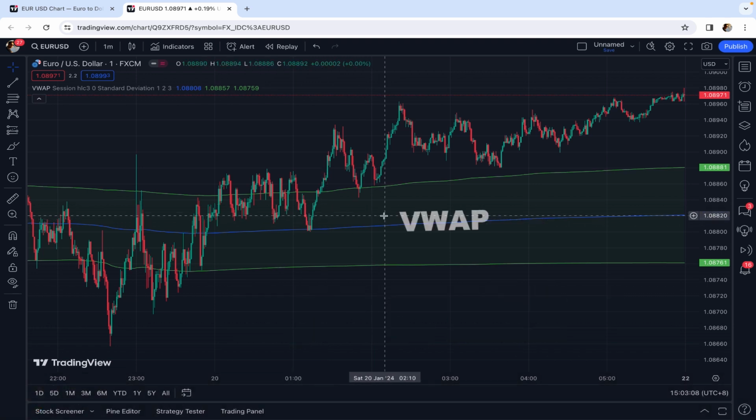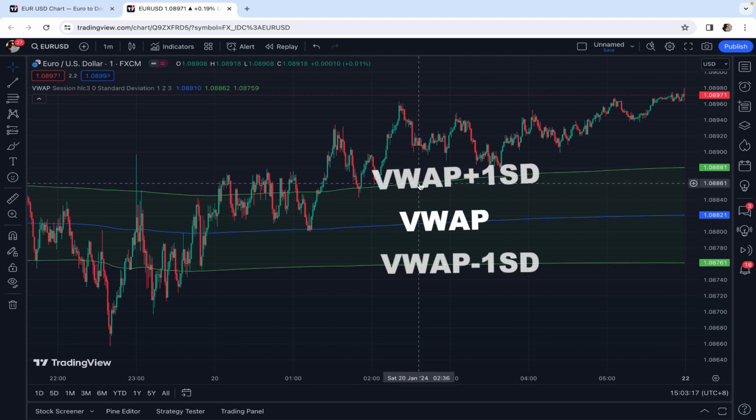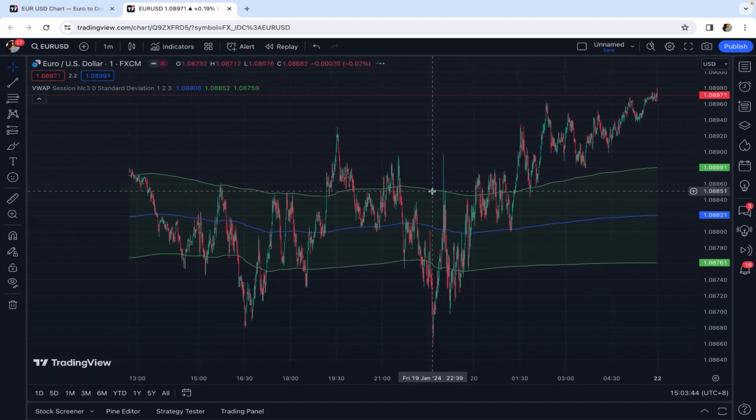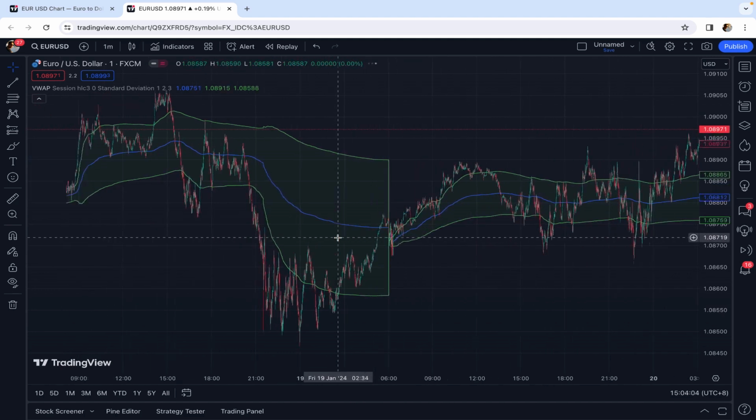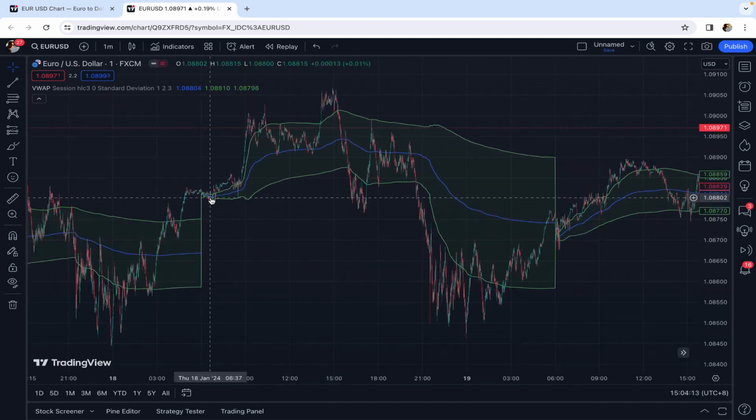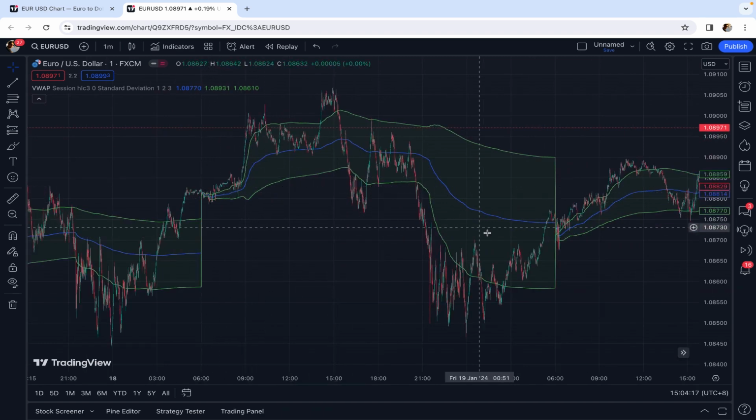This blue line is the VWAP line, and these green lines above and below the VWAP line are one standard deviation from the VWAP line. The calculation of VWAP starts from the beginning of each day separately. If you pay attention, you can clearly see the reset of the VWAP line at the beginning of a new day, which is actually where the line suddenly breaks and sticks to the price action.